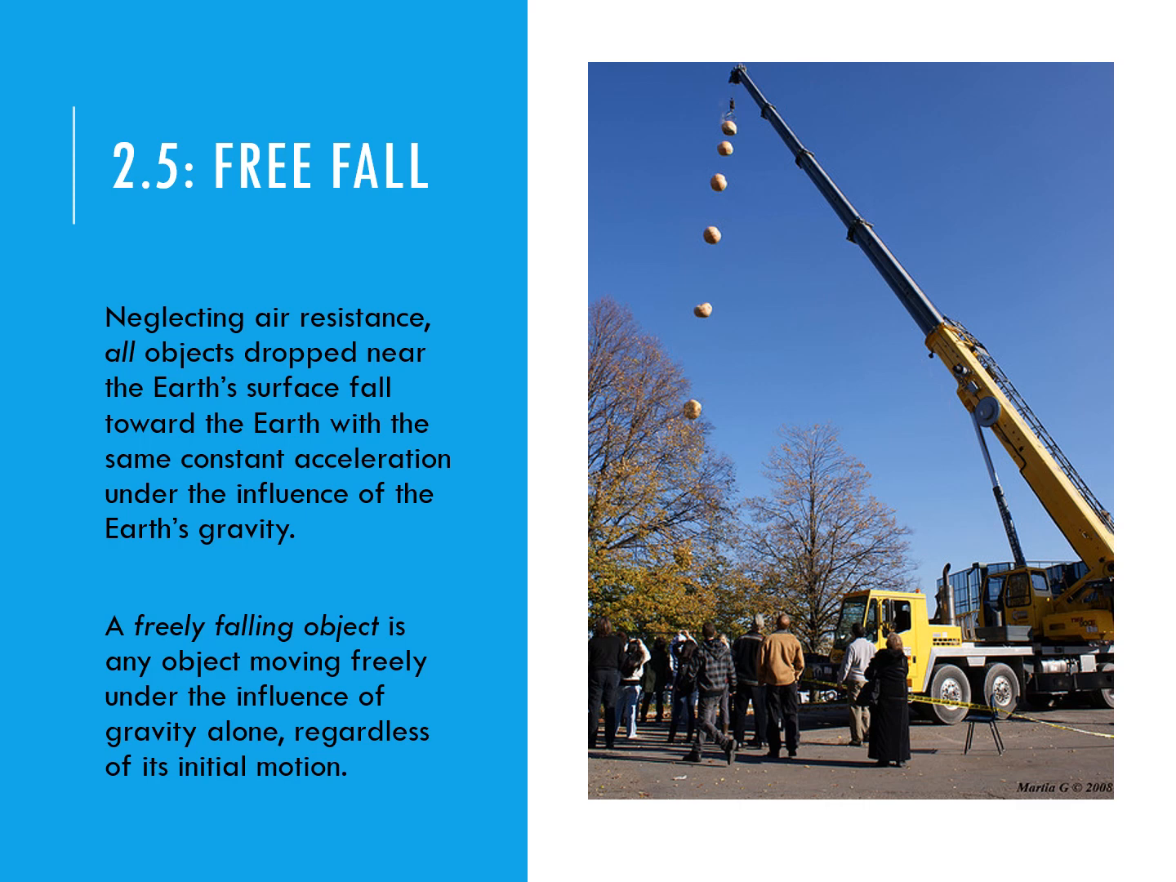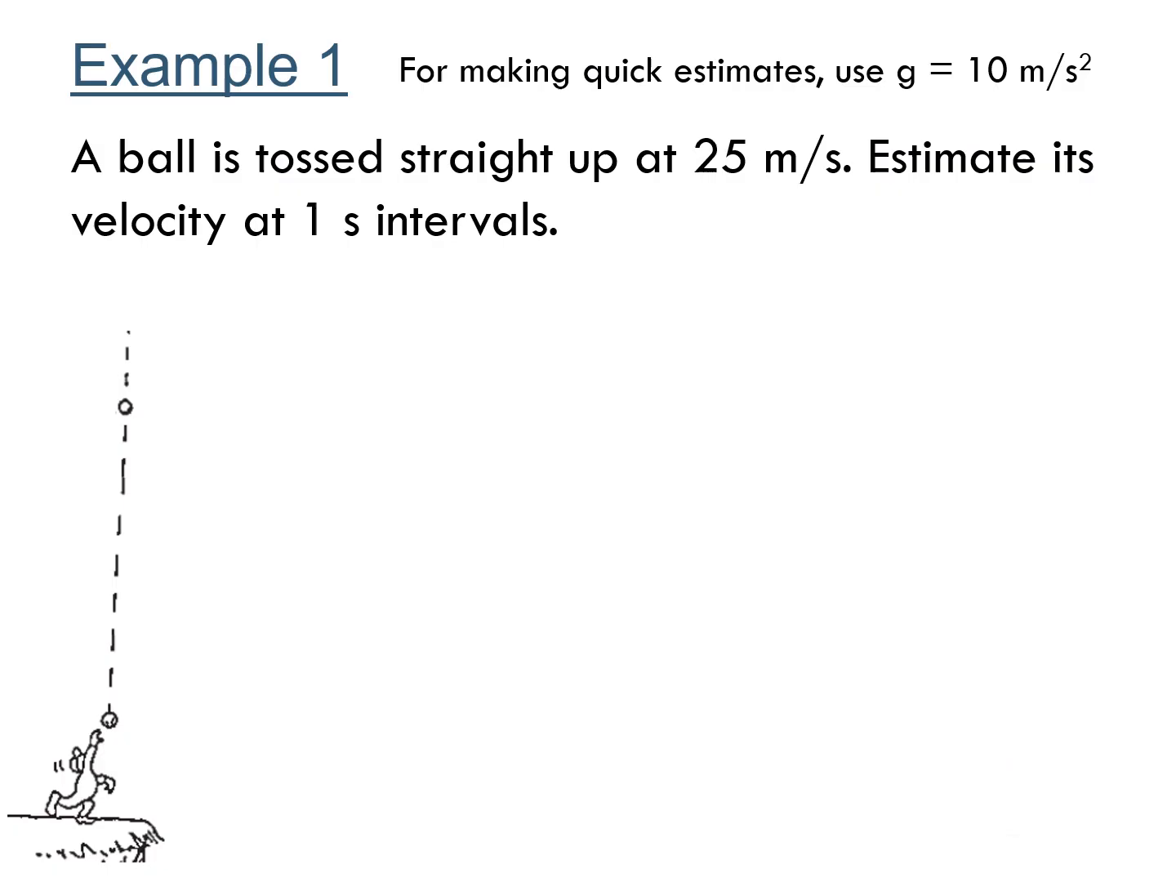And now, free fall. A freely falling object is any object moving freely under the influence of gravity alone, regardless of its initial motion, just like this pumpkin falling from the crane. Let's begin with a quick example.